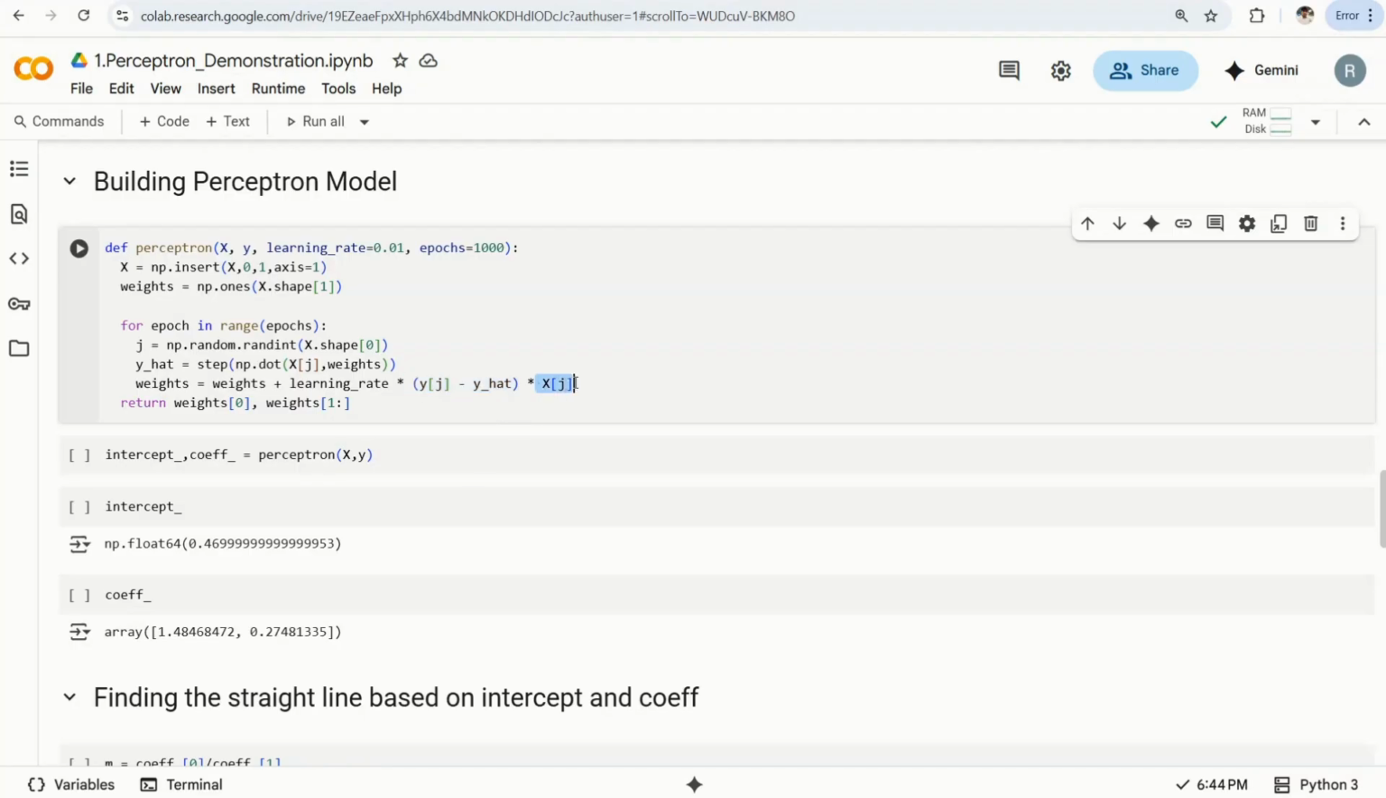This is my input. So this will give me what? New weights. New weights for the x1 feature and new weight for the x2 feature. So it will give me two weights, one for x1, one for x2. And here it will give me three things. Basically it will give me three things. First thing, it will give me the bias.